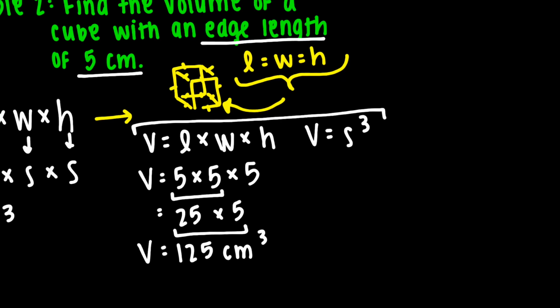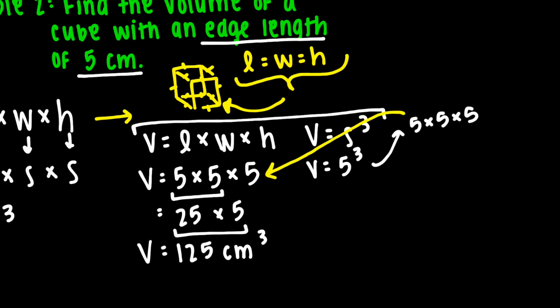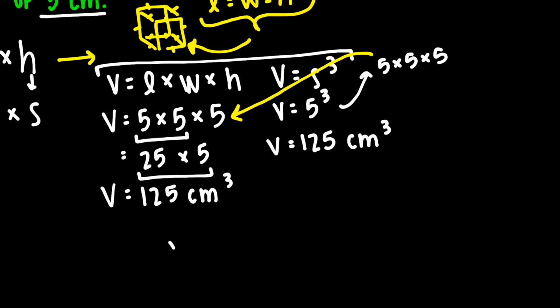Now I'm going to use the second formula that I gave you as a shortcut for cubes. So volume is equal to 5 cubed, and 5 cubed is 5 times 5 times 5, which is what this formula over here was. So I know 5 cubed is 125. I know my volume is centimeters cubed. And when I look, both of these answers are the same. So when you're given a cube, you can still do length times width times height or S cubed. Either one works.